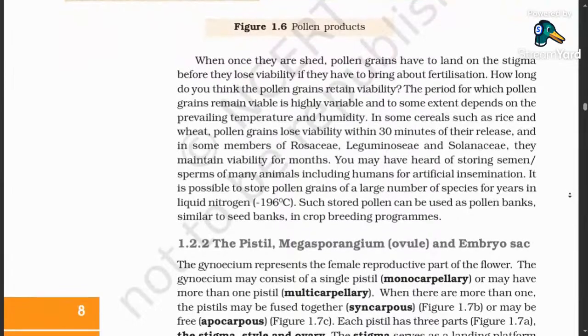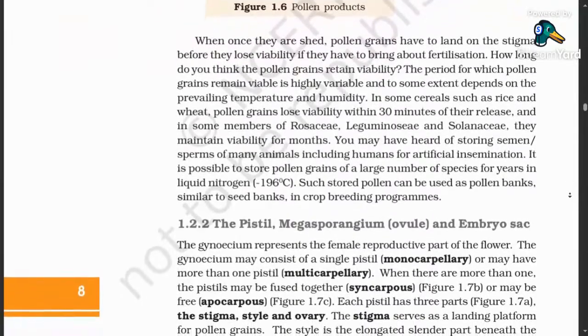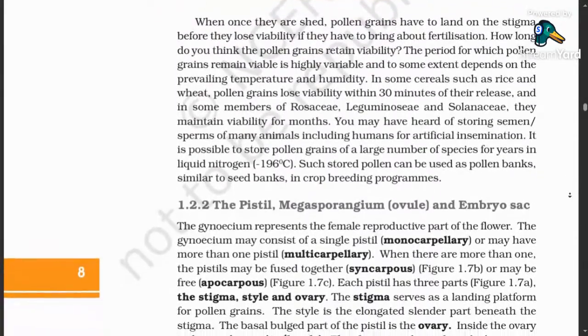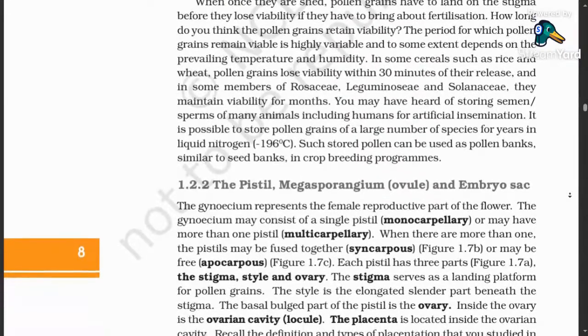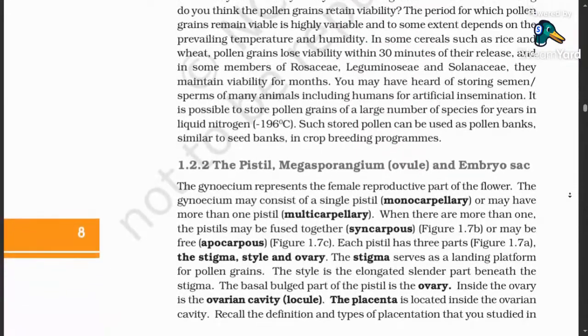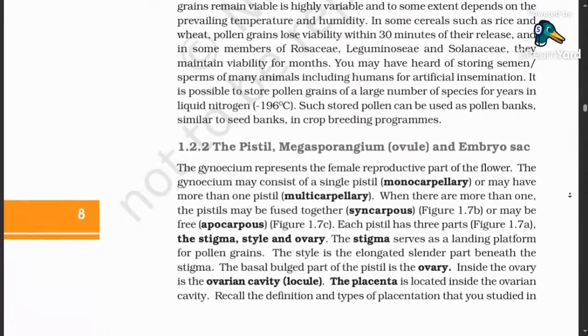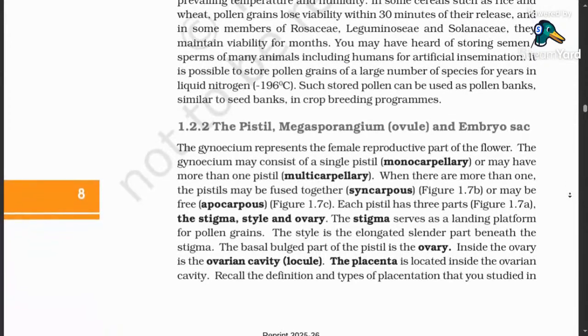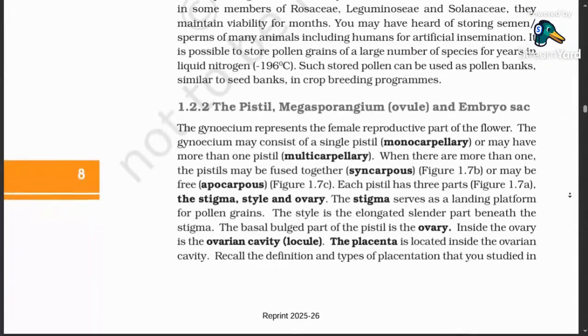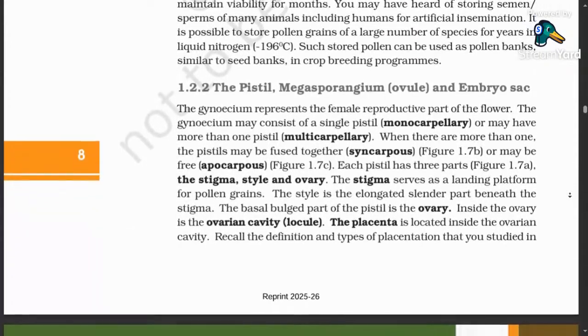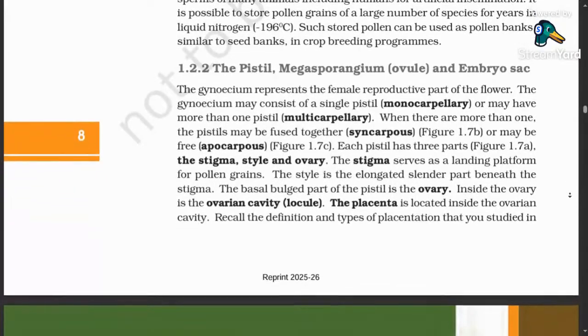You may have heard of storing semen, sperms of many animals, including humans, for artificial insemination. It is possible to store pollen grains of a large number of species for years in liquid nitrogen at a temperature of negative 196 degrees Celsius. Such stored pollen grains can be used as a pollen bank, similar to seed banks in crop breeding programs.